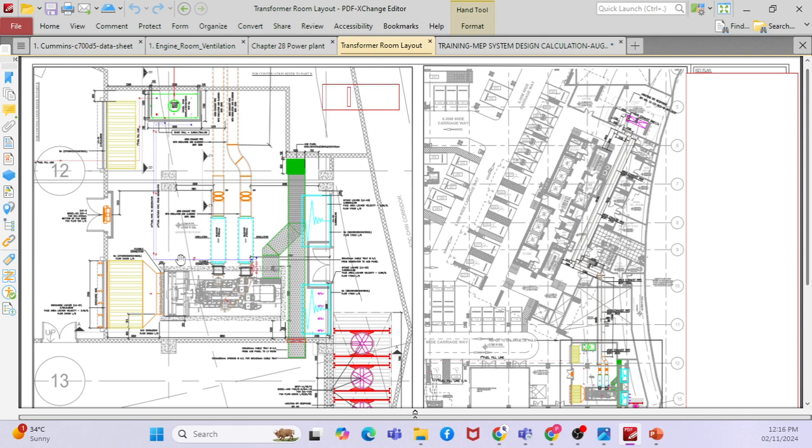Now we will go case by case. Say for example I have one desert project. In the desert project I can keep the generator directly outside. If I keep it outside, whatever cooling is needed for the radiator will be taken directly from outside, and whatever air is required for combustion will also be taken directly from outside, so you don't need any additional mechanical works.